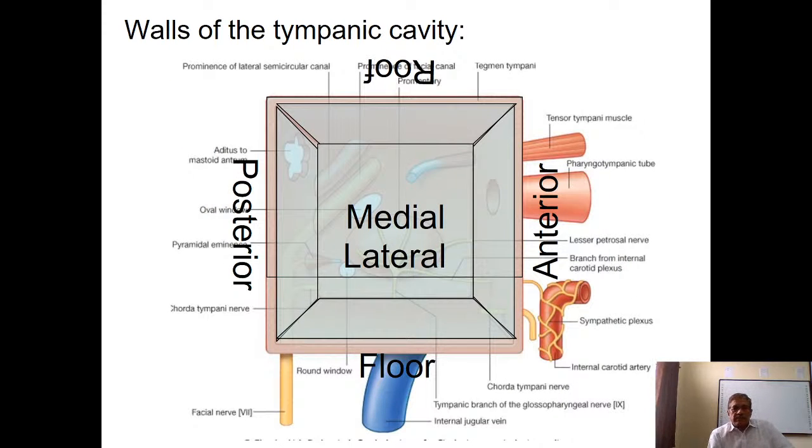Now, as I told you, the various walls of the tympanic cavity: the roof, the posterior wall, the anterior wall, the medial wall, the floor, and the lateral wall. So here, what you are seeing is the medial wall because the lateral wall has been removed. So let us see what are the important structures in relation to the various walls.